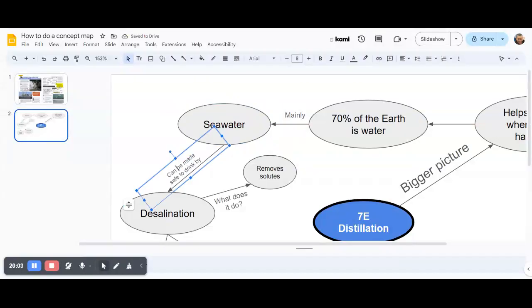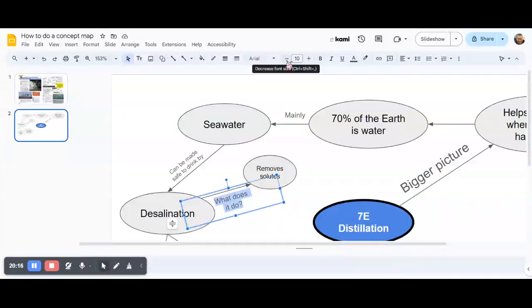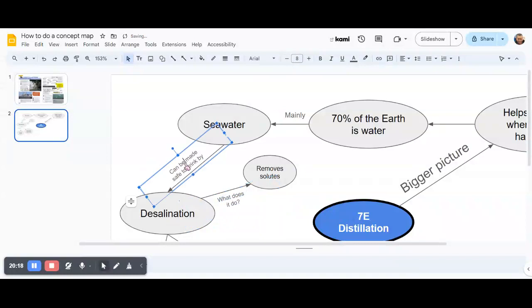Don't have too many words in your concept map, because if you have too many words, it then becomes a set of revision notes, and you don't want it to be a set of revision notes. What you actually want it to be is a map that shows all of the ideas that are linked together in the material that you've got.